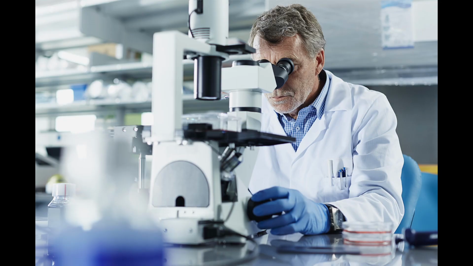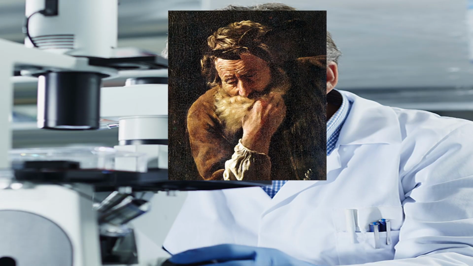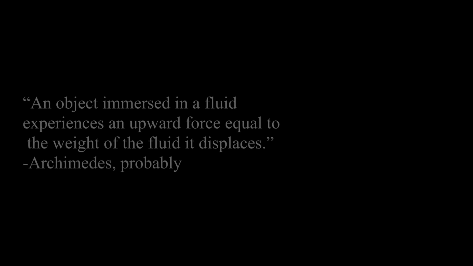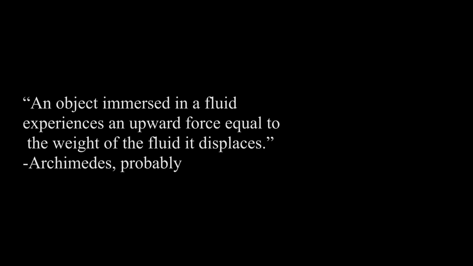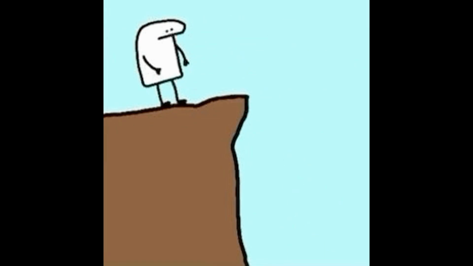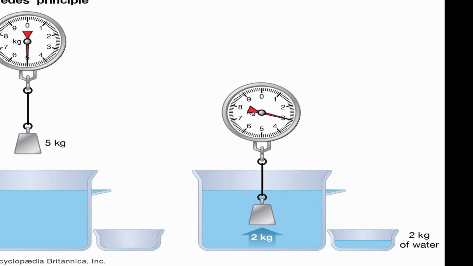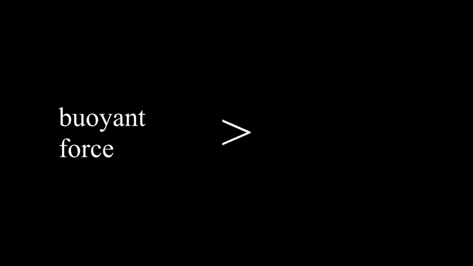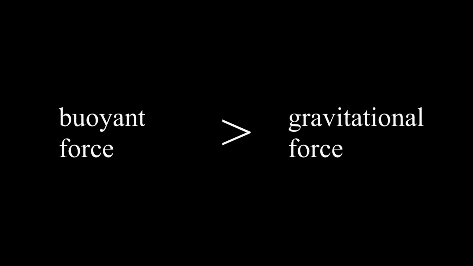The basic principle behind buoyancy was discovered by the ancient Greek scientist Archimedes. His famous principle, called Archimedes' principle, says this: an object immersed in a fluid experiences an upward force equal to the weight of the fluid it displaces. In simple terms, if you push an object into water, it pushes some of that water out of the way. The water pushes back with a force equal to the weight of the water that got displaced. If that force is greater than the object's weight, it floats.